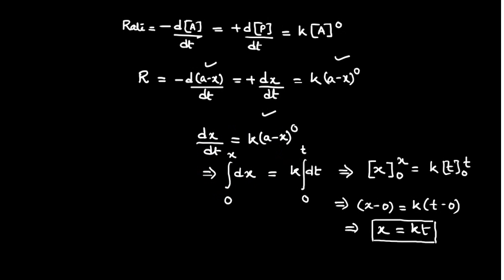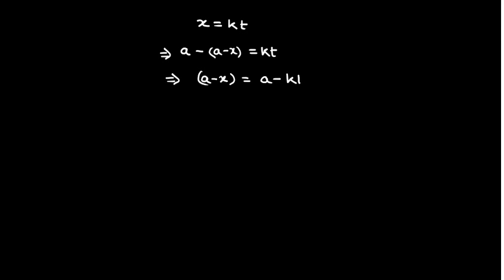So if we consider X equal to KT, from here what we can write is, if X is equal to KT, X means what? The amount of product formed. That also means the initial concentration of the reactant minus the concentration of reactant at time t. So we can also write it like this. From here, A minus X is equal to A minus KT. So A minus X is equal to minus KT plus A.